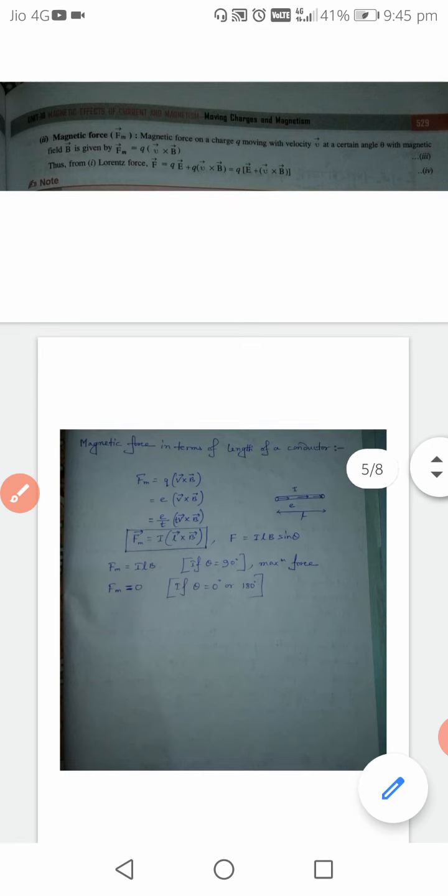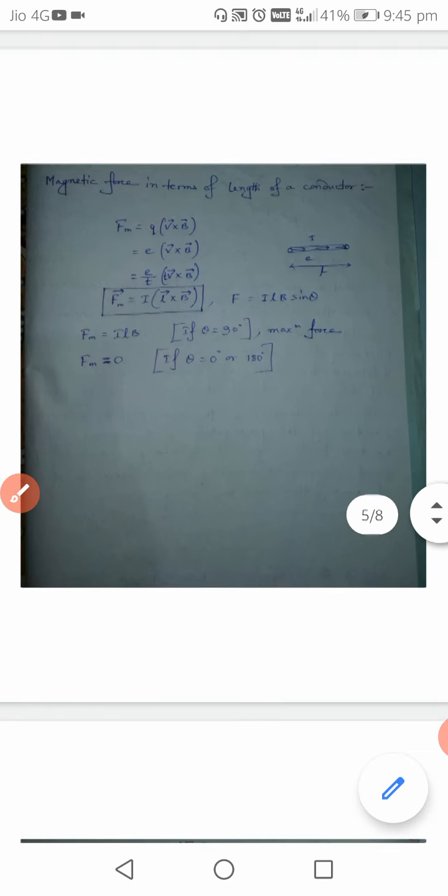Okay. Now we know that the force can be expressed by this formula, but this formula can be modified for a conductor. Suppose here we have a conductor. Through this conductor, current I is flowing.